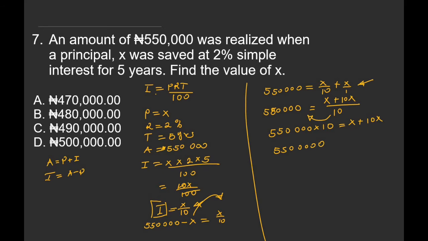And if you multiply by 10, you add a 0 to it. So this is 5,500,000 equal to x plus 10x, which is equal to 11x. Divide both sides by 11, and you get 500,000 equal to x, as 11 will cancel out 11. So our answer is simply 500,000.